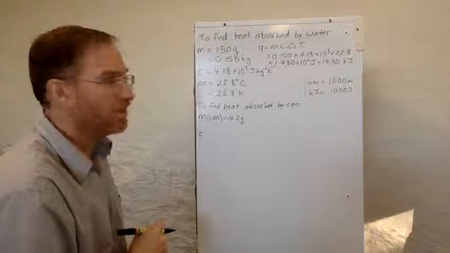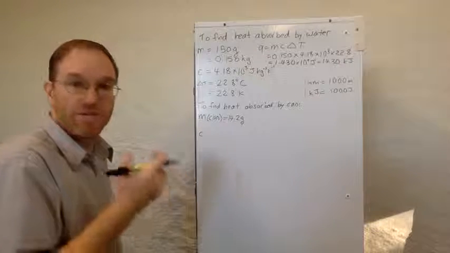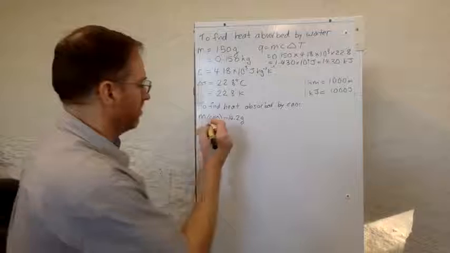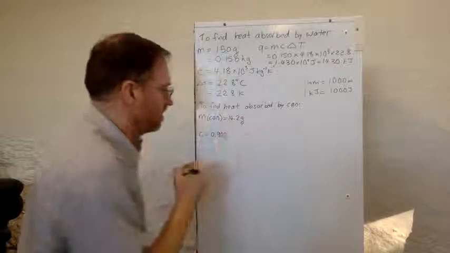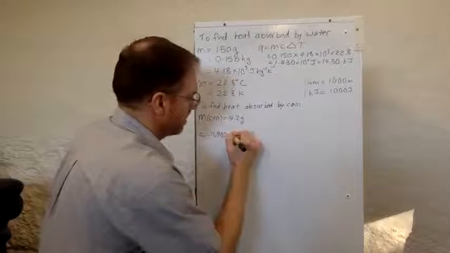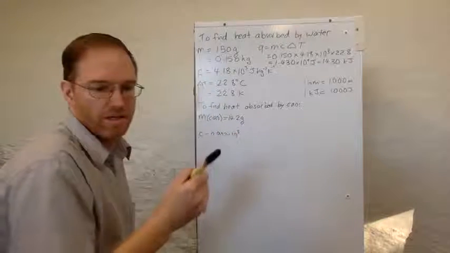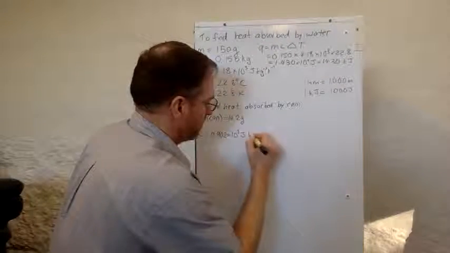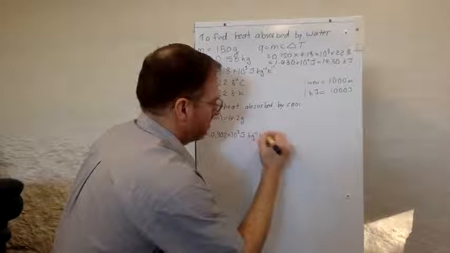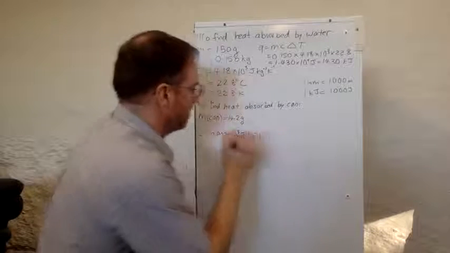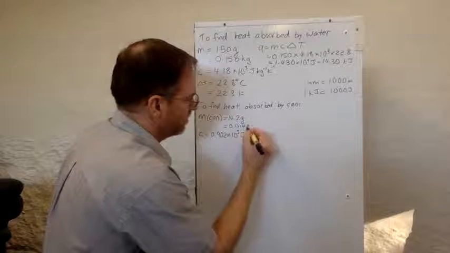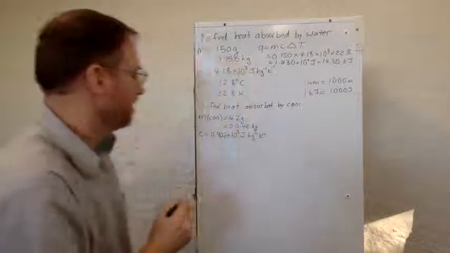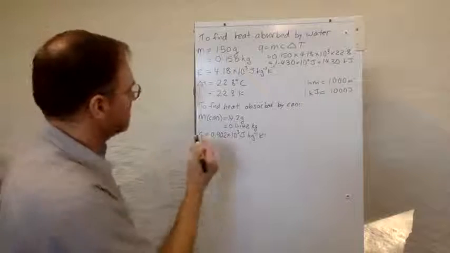The can was made of aluminium, so I do a little bit of research. I find the specific heat for aluminium, and let's say my value I found said 0.902 times 10 to the 3 joules per kilogram per Kelvin. Again, I'm going to convert this to kilograms, so 0.0142 kilograms. So I've got my mass in kilograms, my specific heat.